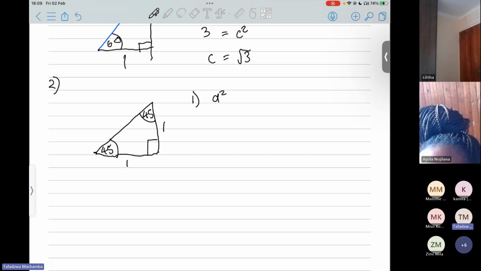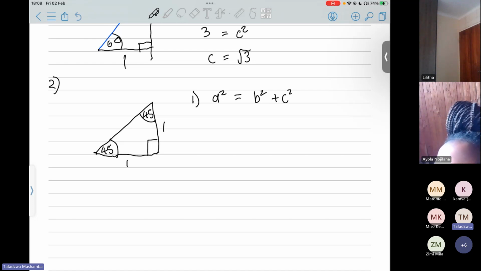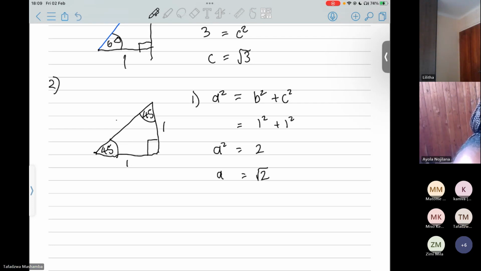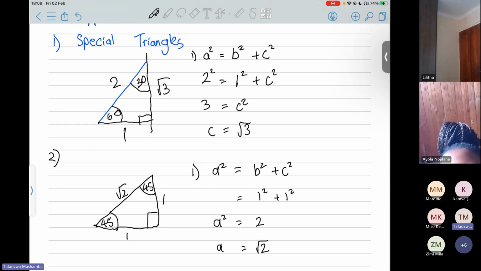So we can use the same concept in saying a squared is equal to b squared plus c squared. And then from here, we want to find what the hypotenuse is, so we're trying to find A. So this is 1 squared plus 1 squared. We find that A squared is equal to 2, right? Therefore, A is equal to square root of 2. So immediately, I write this as square root of 2. And right here, we have hit the finish of our special triangles.